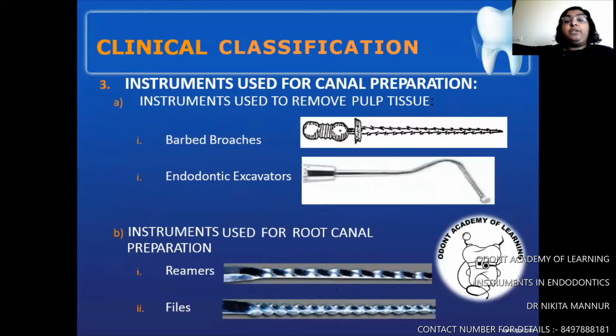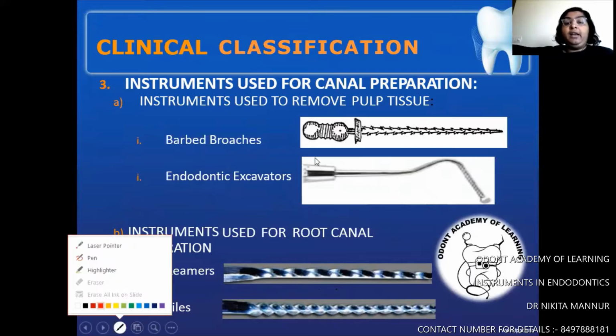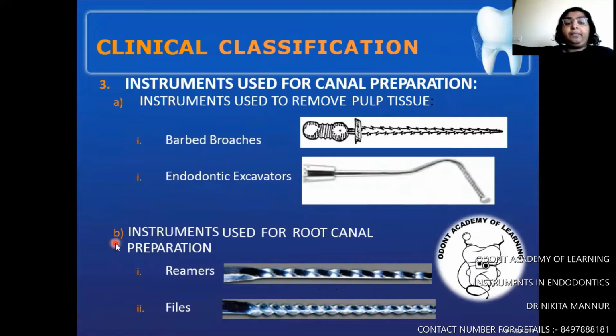Coming to instruments used for canal preparation, instruments used to remove pulp tissue, we have barbed broaches and endodontic excavator. If you can see this picture here, you can see that these barbs which are present on the broach are the ones which cause the pulp tissue to get stuck to this. These barbs will cause dislodgement of the pulp tissue from the canal.